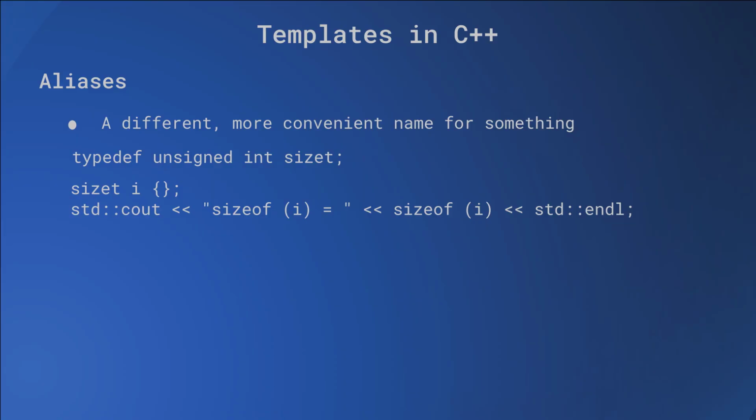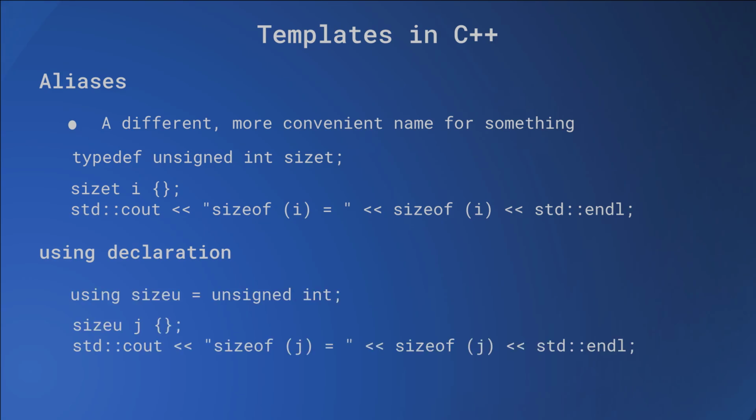Starting with C++11, there's a better way of doing this, and it is the using declaration. We can say using size_u = unsigned int. That makes size_u a synonym of unsigned int. Then we can define a variable j of type size_u, and we can use j in the code.